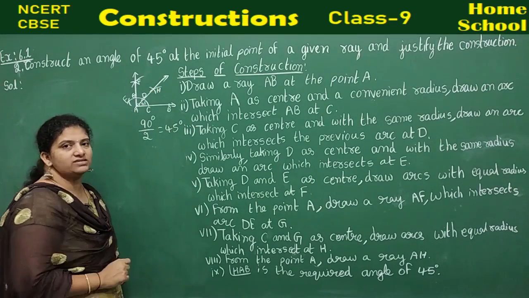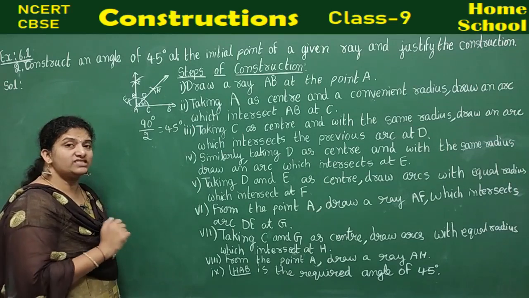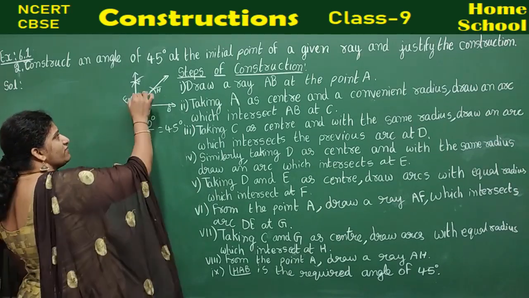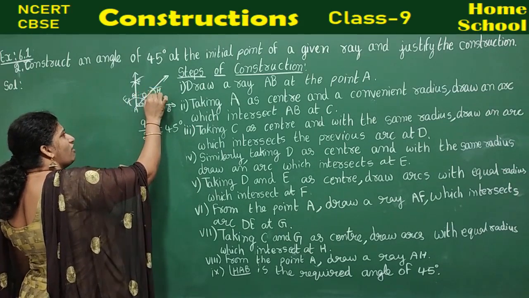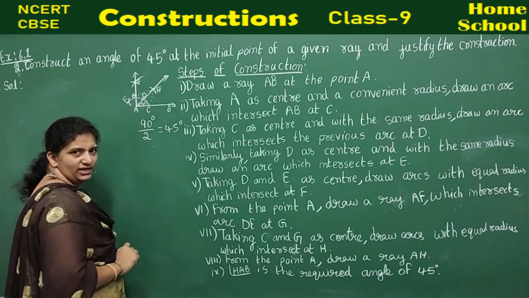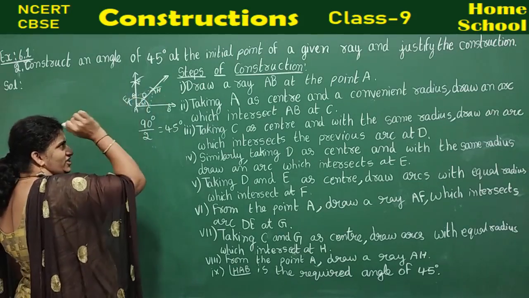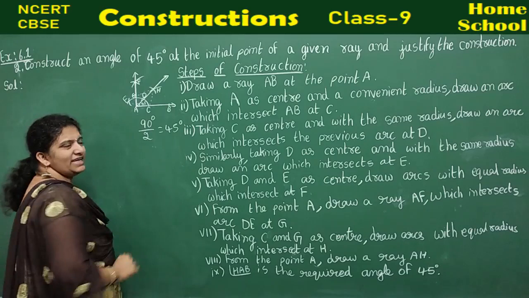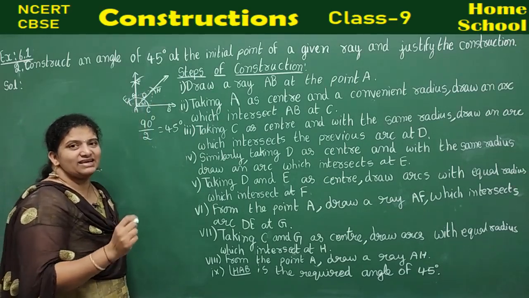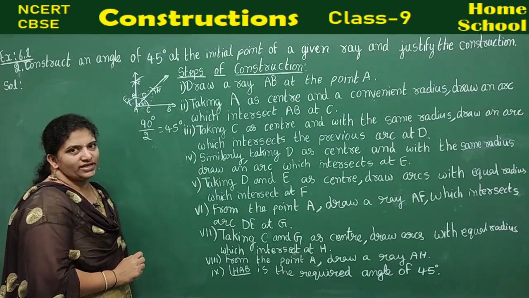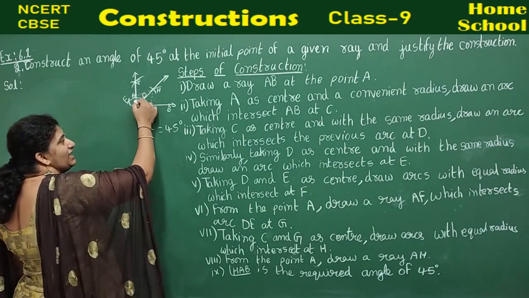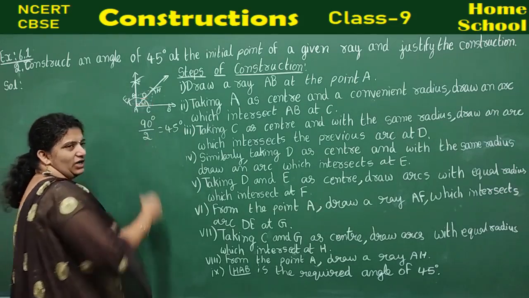Construction steps you can see there. How can you justify your answer? It is very easy. If you try to join all this, consider triangle AGH and triangle ACH. AC is equal to AG and CH is equal to GH. AH is a common side. By the SSS congruency rule, you can say the two triangles are congruent. By CPCT, I can say these two angles are equal.